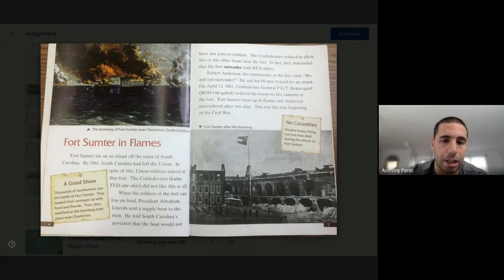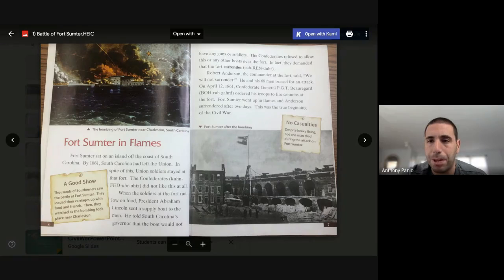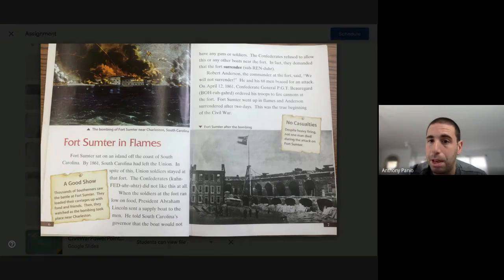The Confederates did not like this at all. When the soldiers at the fort ran low on food, President Abraham Lincoln sent a supply boat to the men. He told South Carolina's governor, the leader of the state, that the boat would not have any guns or soldiers. The Confederates, however, refused to allow this or any other boats near the fort. In fact, they demanded that the fort surrender. Okay, so there's a bunch of threats going on between Lincoln and the South, but nothing has happened as of yet because the soldiers that are stationed there need some food and need some stuff.